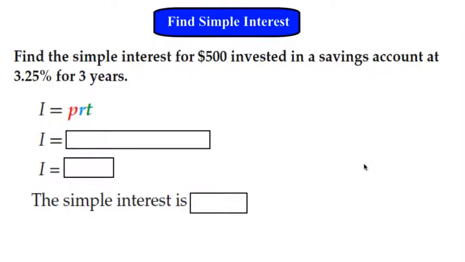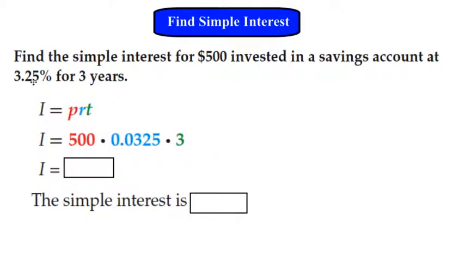So here's a problem. It says find the simple interest for $500 invested in a savings account at 3.25% for 3 years. All right, so here's our formula. I equals PRT. Our principal in this case is $500. Our rate is 3.25%. Now remember, that has to be changed to a decimal amount. So this number right here, we always have to move that 2 places to the left. Okay, 0.0325. So the percent needs to be changed to a decimal, and you've practiced doing that. And then our time is 3 years.